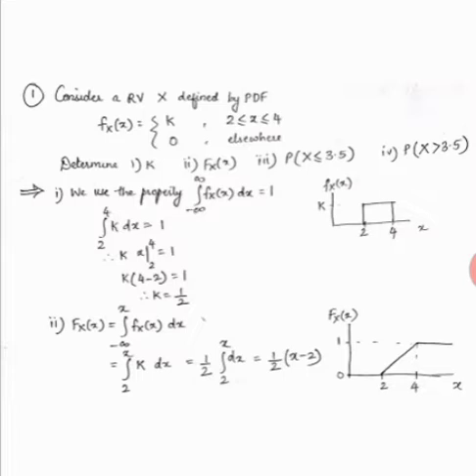So Fx of x is equal to half into x minus 2. This is between the range 2 to 4. Below 2 it is 0, and above 4 it is going to be equal to 1.